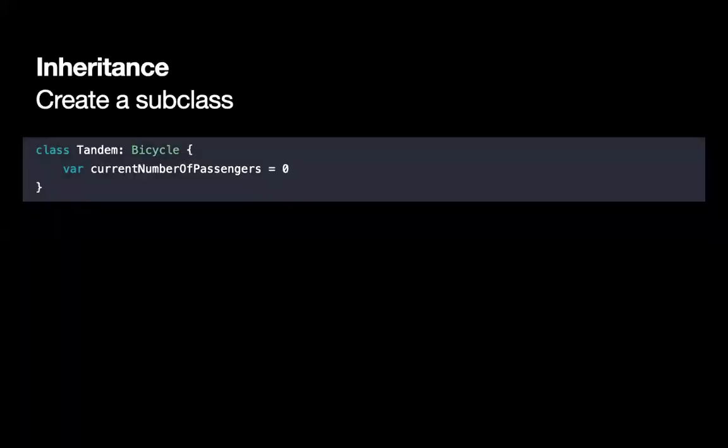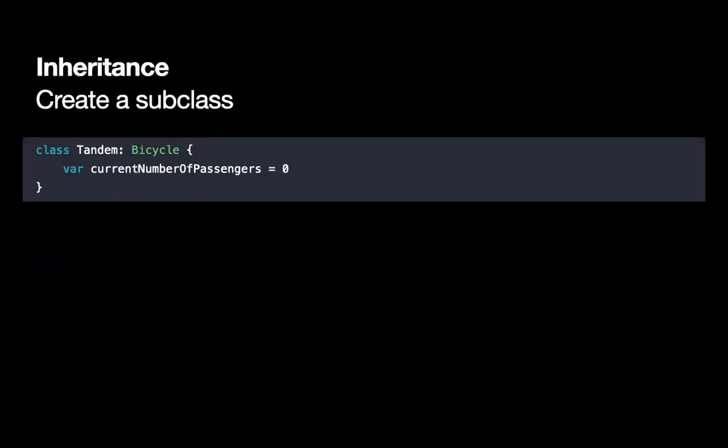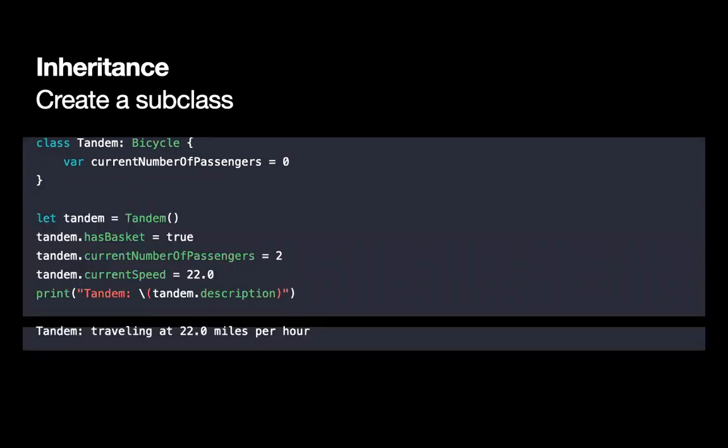Also we can create the subclass like this. Okay, we have done this. So one more example. Now what we have done here, we have created another subclass of the bicycle class also. So that means tandem is the class which will inherit from the bicycle. So here the tandem is inherited from the bicycle class. It also has its own property, the current number of passengers, which has the default value of 0.